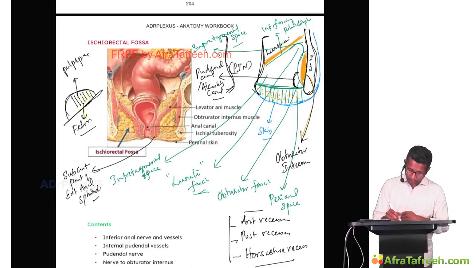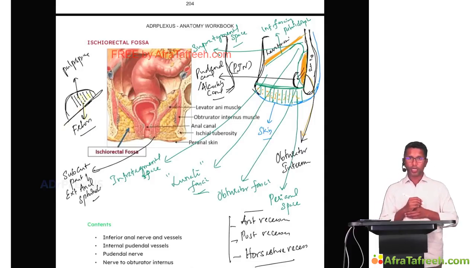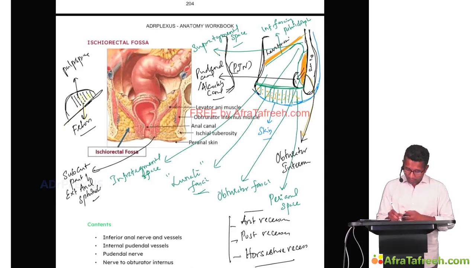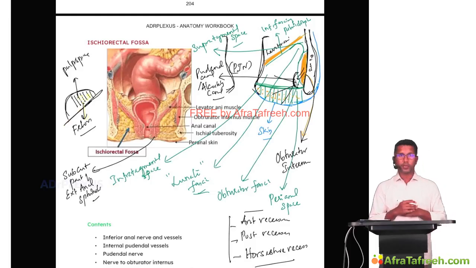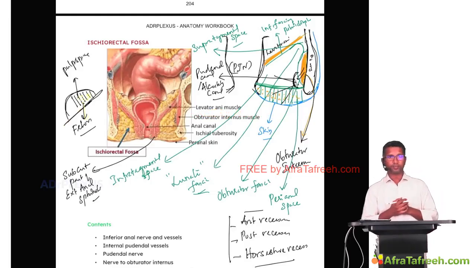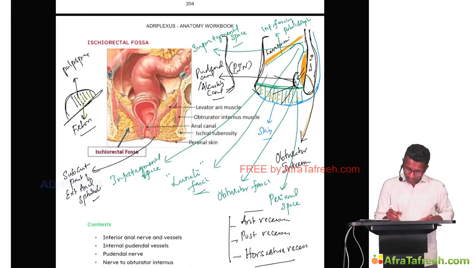As you see in the picture, the nerve to obturator internus will supply the obturator internus. The pudendal nerve and the internal pudendal vessels will supply the perineal region and the anal region. So if you see an artery here, this artery is the pudendal artery.